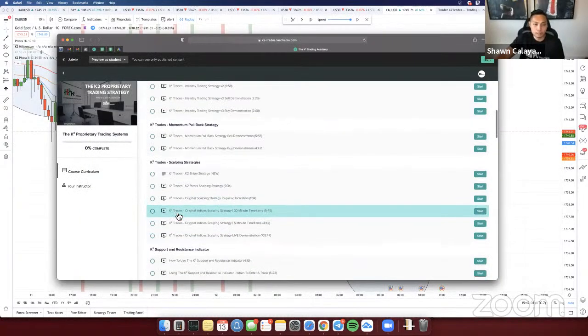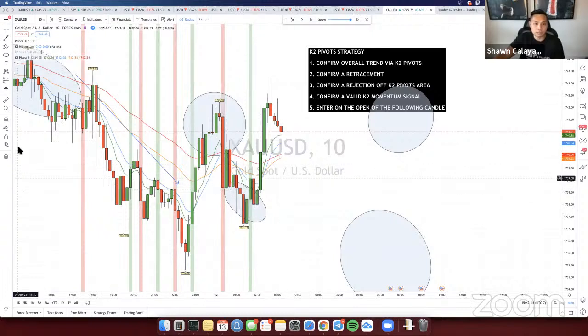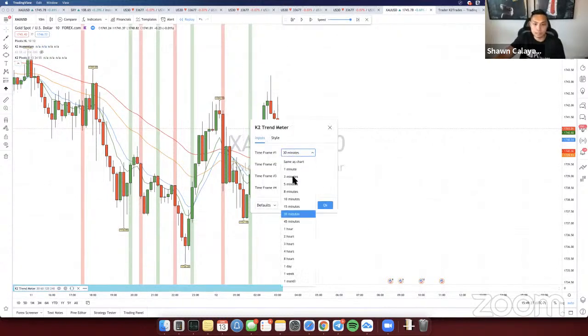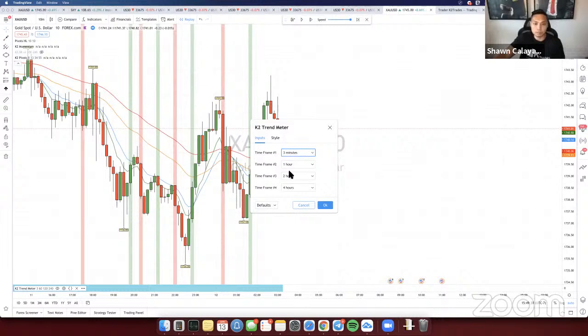The next one over here is going to be the original scalping strategy. For this one, it's pretty much the same thing as the intraday strategy, like I mentioned earlier. So I'll just go over this again. It's basically the intraday strategy, but done on the short time frame, on the 10-minute. So if you wanted to do that, you would just change the trend meter down here to the shorter time frames. For the 10-minute, we would probably change it to, let's see, 1 minute. Actually, I think 1 minute might be too low.